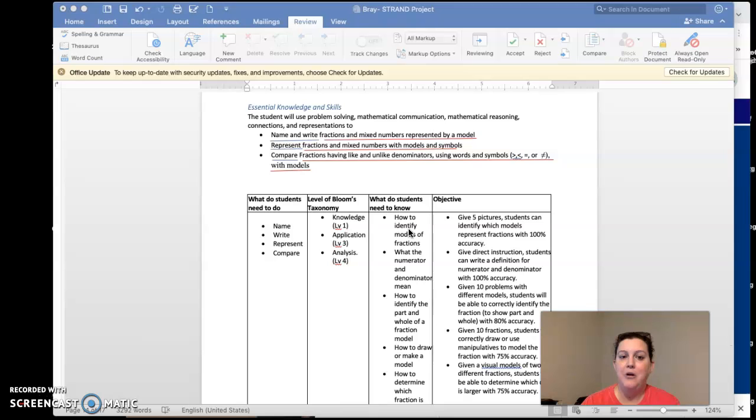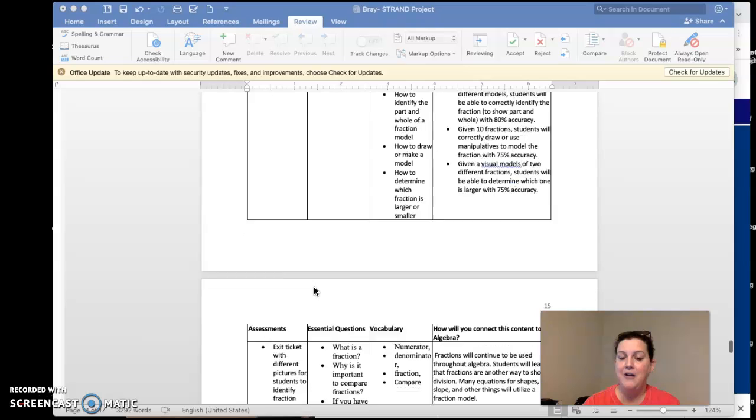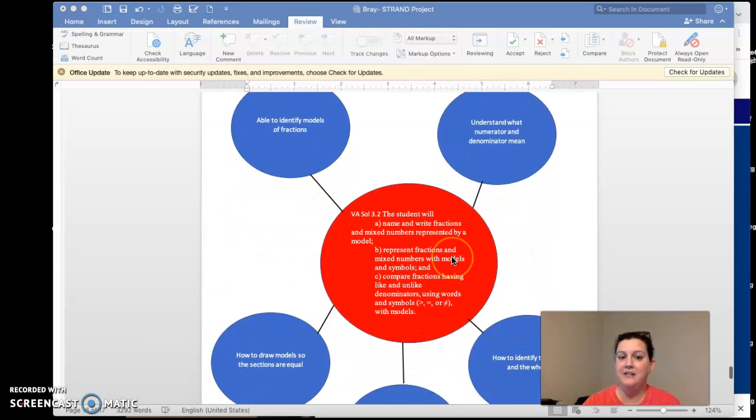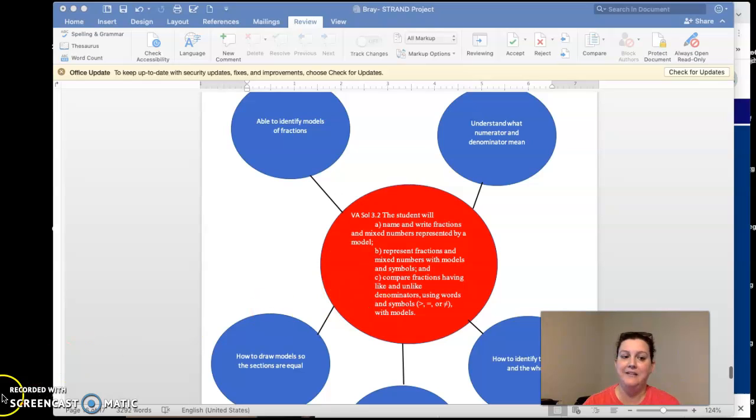So as we look through our unpacking, our big things they need to be able to do is name, write, represent, and compare. And you can see on the graphic organizer how they all connect into helping the students be able to complete the standard.